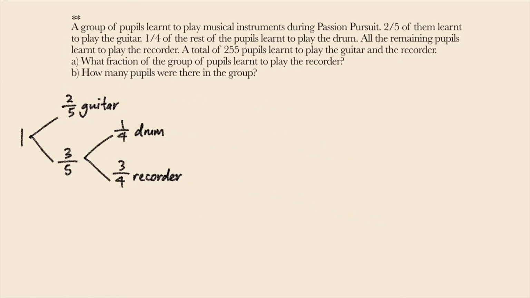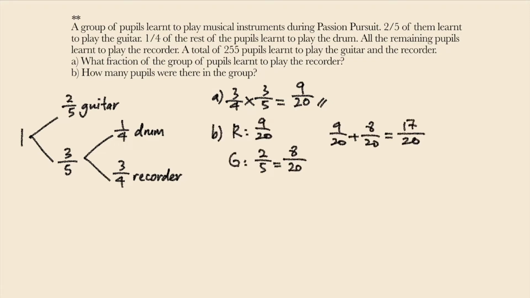Well, what fraction learns to play the recorder? Hey, that's actually the easy question. So on recorder, for the love of pineapples, don't say 3/4. It is 3/4 times 3/5. So that's 9 over 20. Alright, what fraction learned the recorder? Well, we just found out it's 9 over 20, meaning 9 units out of a total of 20.